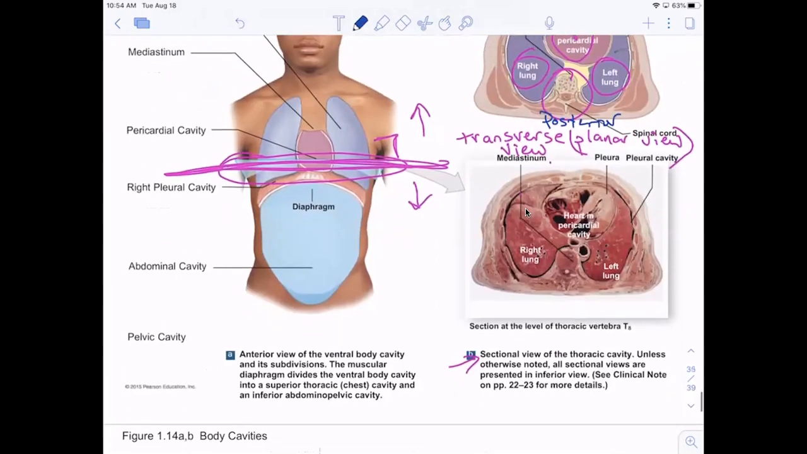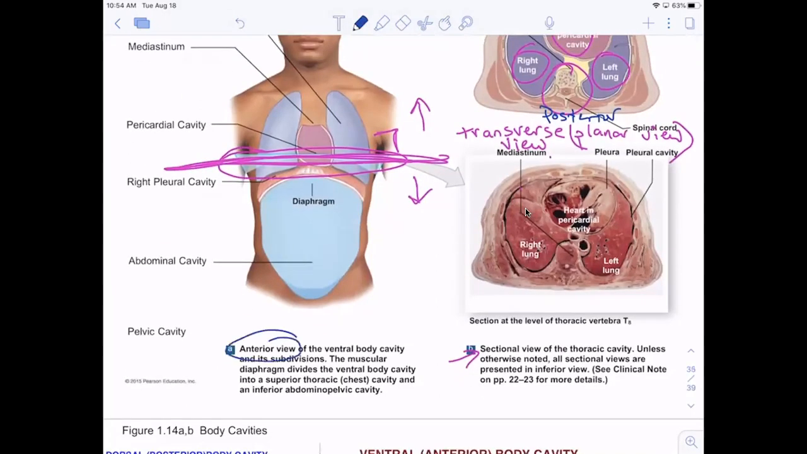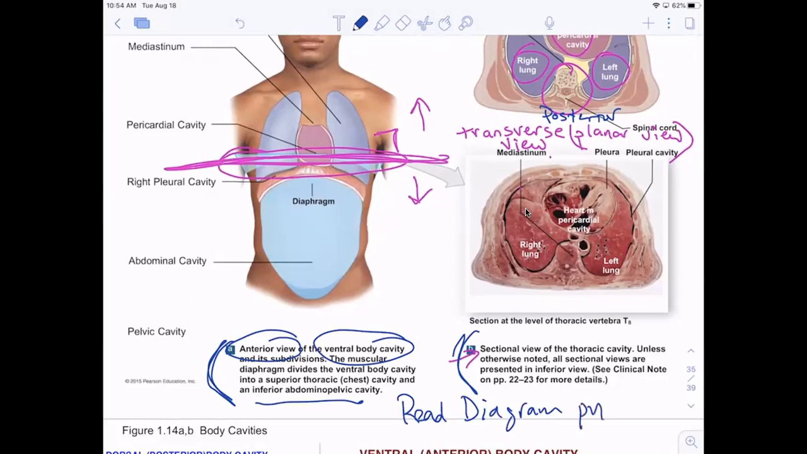So you'll notice that about the book, right? It uses anterior view of the ventral body cavity. It's really important to read these. It really does explain a lot about what you're looking at. So this book is great for reading the diagrams. Read, diagram, print.